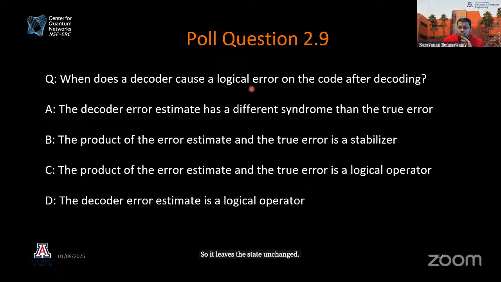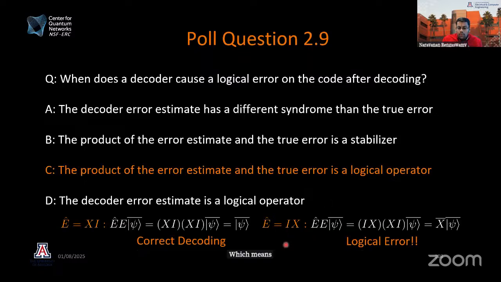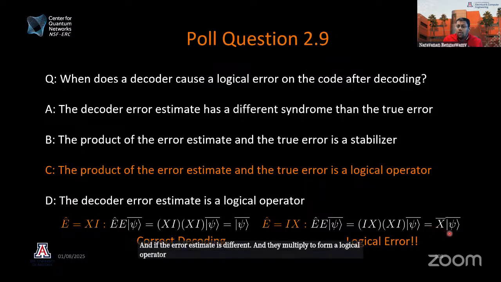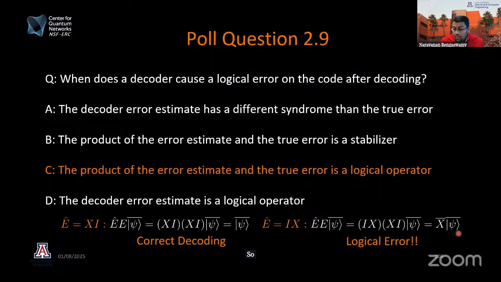But the question is about a logical error, which means if you take the original error, and the error estimate is different and they multiply to form a logical operator, that's exactly when you have miscorrected the error and you have caused a logical error on the state. So you have inadvertently changed the logical state and your error correction failed.